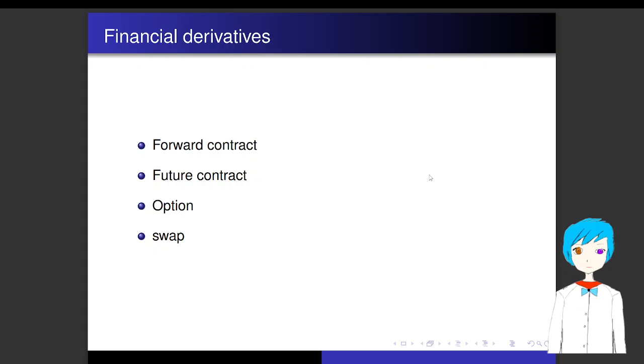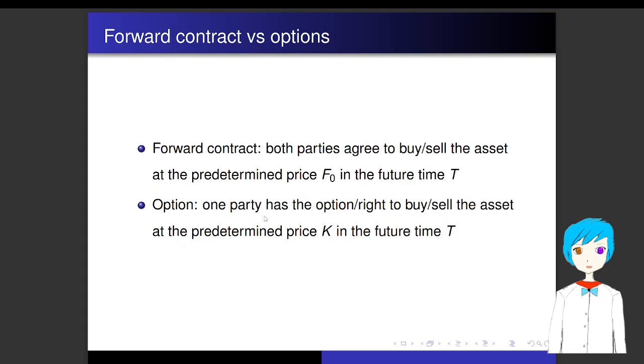For the forward contract, both parties are obliged to buy or sell the underlying asset at the predetermined price in the future. So for the option, one party has a right to buy or sell the underlying asset at the predetermined strike price at some future time point. We will elaborate on the concept of swap in the future.